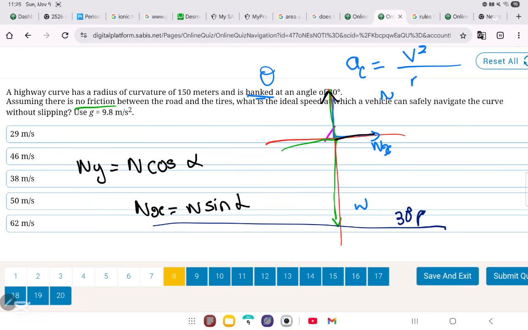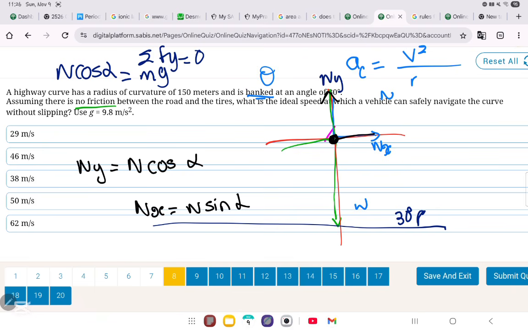Now this is my free body diagram after resolving everything. I have ny, I have nx, and I have w. What do I know? I know that the vehicle needs to be moving. Now a vehicle will not move up and down. So what can we say directly? We can say directly that ny is equal to w. So n cosine alpha is equal to mg. What's left for me is on the x-axis. Oh, also I can say that sigma fy is equal to 0.